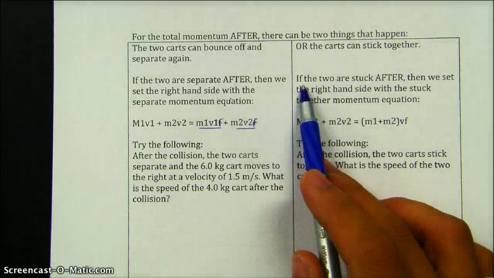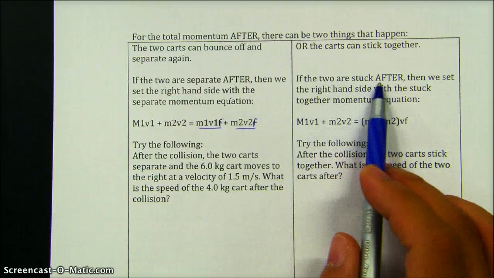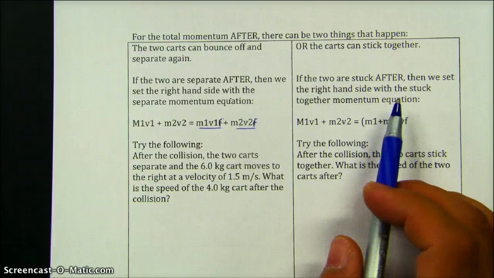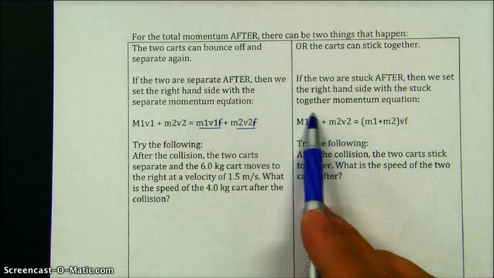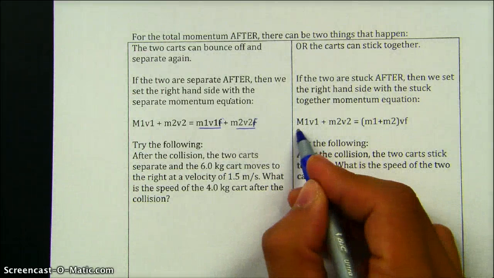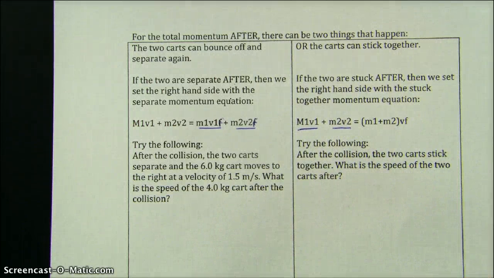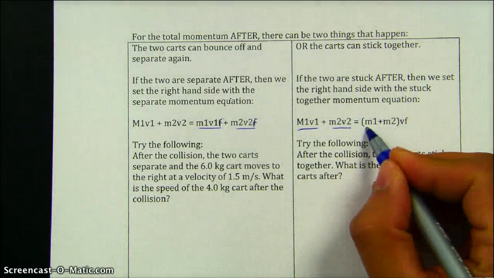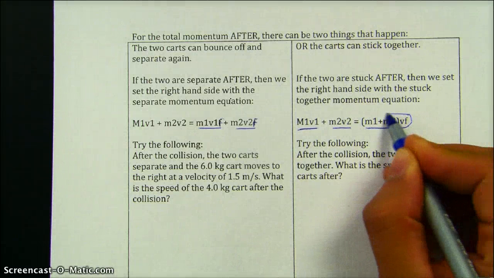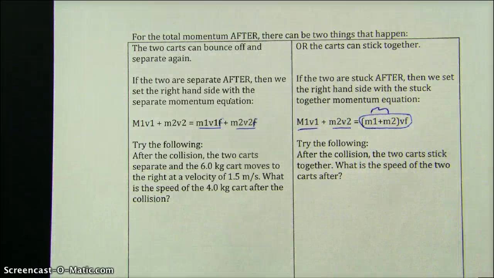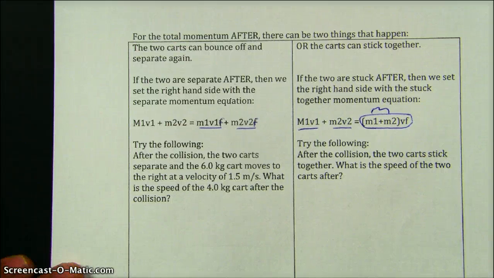But if the two carts are stuck together after, then we set the right-hand side with the stuck-together momentum equation. So again, the left-hand side we see separate momentum 1 and momentum 2, but on the right-hand side for after the collision, we can see that we have just one stuck-together momentum. We know it's stuck together because m1 is added onto m2. So let's try some of these equations.